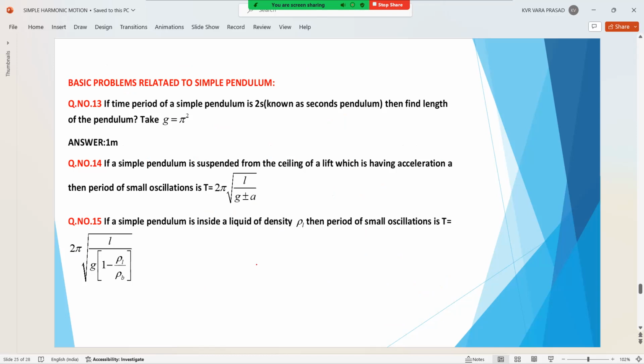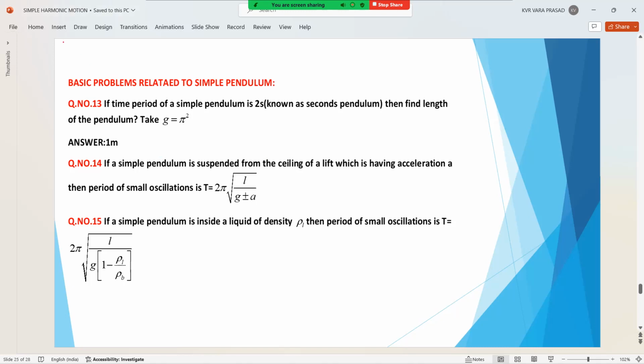See the first question. If time period of a simple pendulum is 2 seconds, known as seconds pendulum, then find length of the pendulum. So take g equal to pi square. So you are given now time period is 2 seconds. It is known as seconds pendulum. We have to find length of the pendulum.